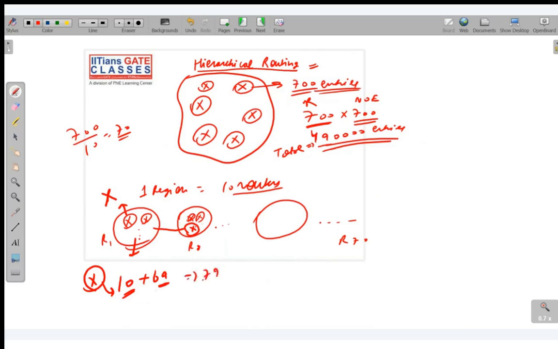So total number of entries will be how many? 79 entries. And there are how many routers? 700 routers. So total number of entries is 700 into 79. Earlier there was 700, but now it is 79. Huge decrease.